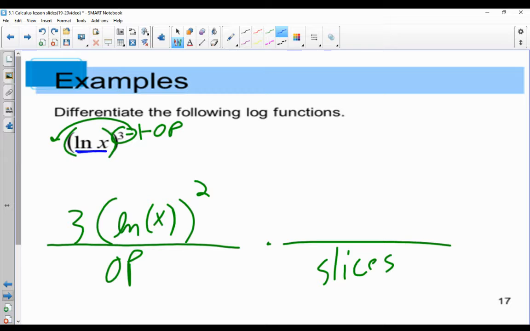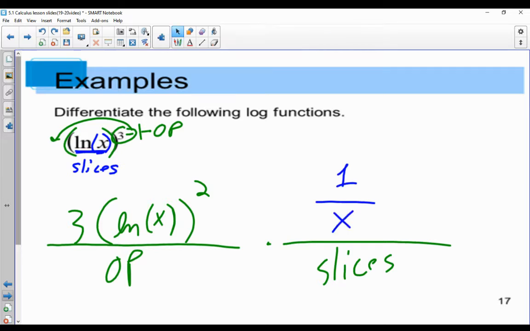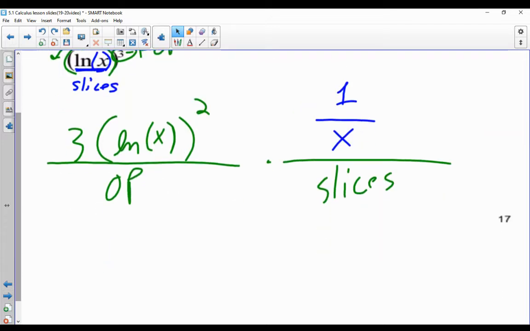In this case, the natural log of x will be your slices. And even though there's no parentheses here, it's still natural log of x. I think the math gods just got lazy, and apparently they wanted you to assume that there's parentheses there. But anyway, derive it like you normally do. Derive the x, which will give you 1, and then divide by the original, which is x. All right, there's your orange peel, that's your slices, and now you can simplify.